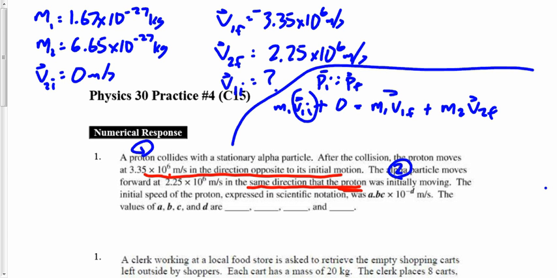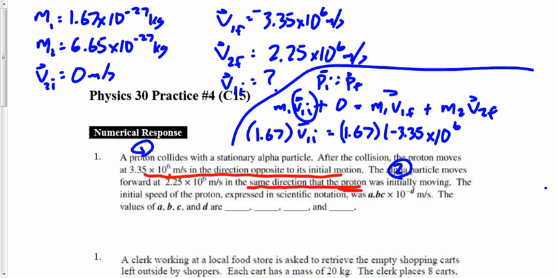Does that make sense? So we can go for M1, 1.67 V1I equals 1.67 times V1F, plus 6.65 times 2.25 instead of the 6. Do you know what else you could cancel out as well? You could cancel out the 10 to the 6 as well, right?